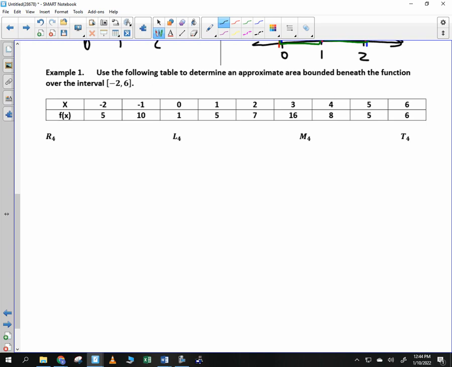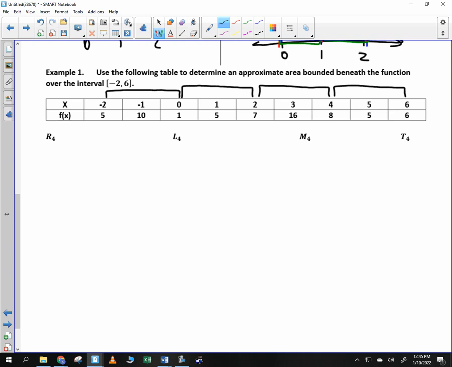Who can guess what R sub 4 means? Good. Right-hand sum. What do you think the 4 means? 4 intervals. What is the width of this entire interval? It is 8 units. So if I divide it up into 4 parts, what's going to be the width of each interval? 2. So this is my first interval, my second, my third, and my fourth.